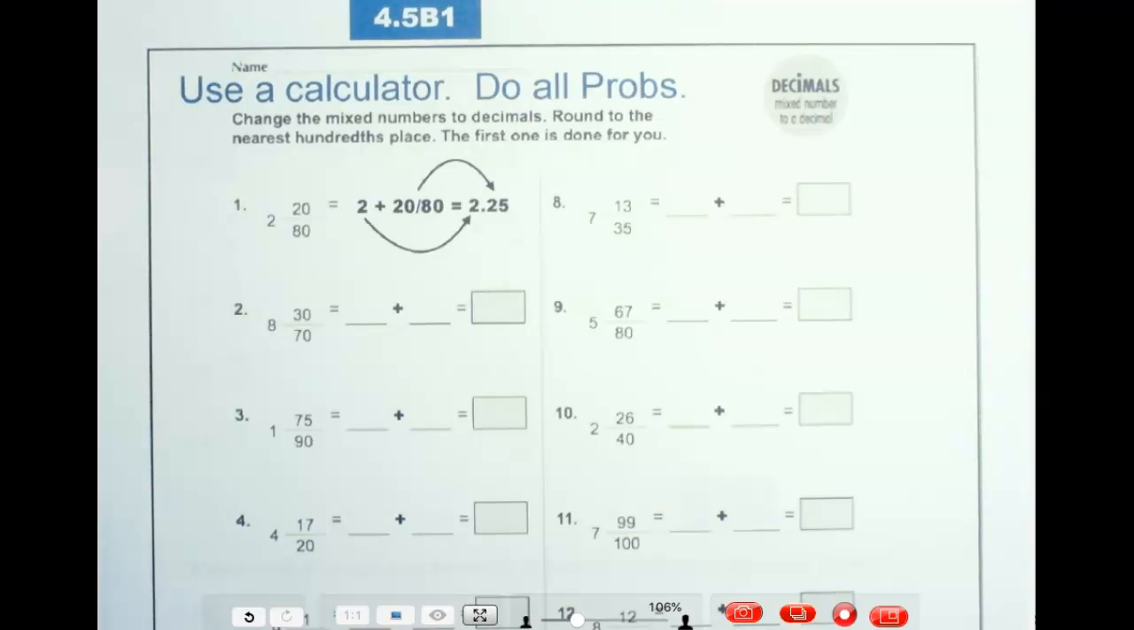Hello folks, today we're going to be doing 4.5b1. This is changing mixed numbers to decimals.